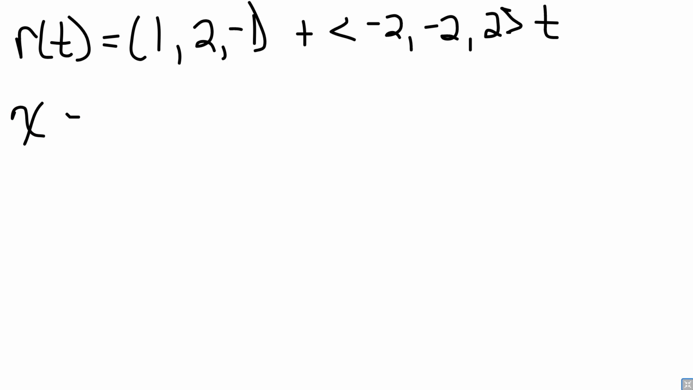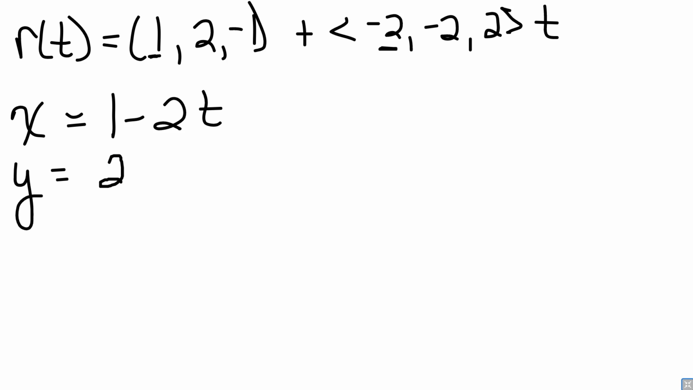So for x, when we write the parametric equation for the x, if you think about it, it's the x coordinate and then the first coordinate of the slope. Okay, so it's going to be 1 minus 2t. Then my parametric equation for y is going to be 2 minus 2t. And then my parametric equation for z is going to be negative 1 plus 2t. Okay. Any questions there?